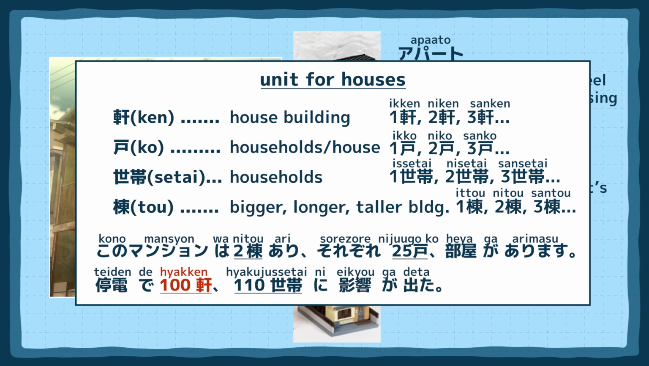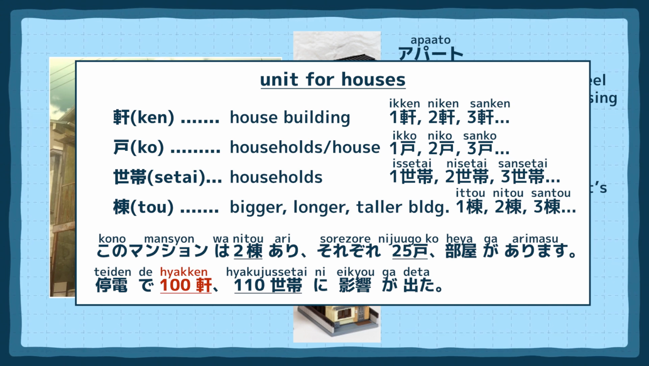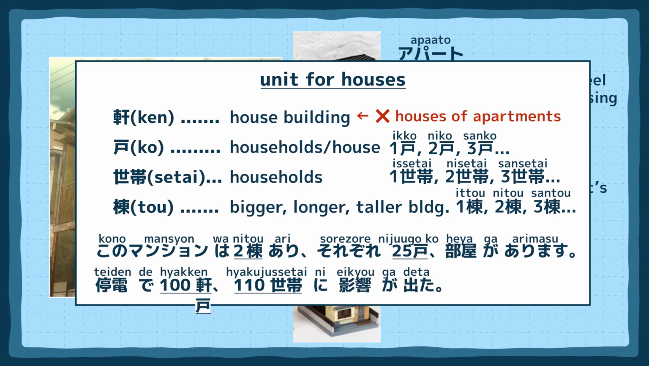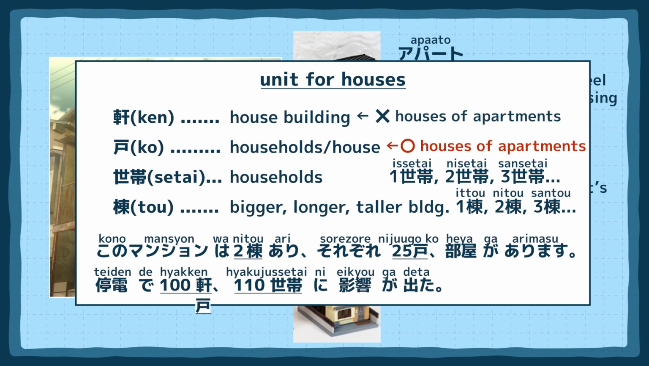If people say like this, we think in this area no mansion or no apartments are included. If house and apartment are mixed, probably better to use ko. The number of ken and ko doesn't match with the number of setai, because multiple households could live in the same house. Since ken means building, you cannot use it to count houses in a complete building. Ko can be used for both building and house in the apartment.